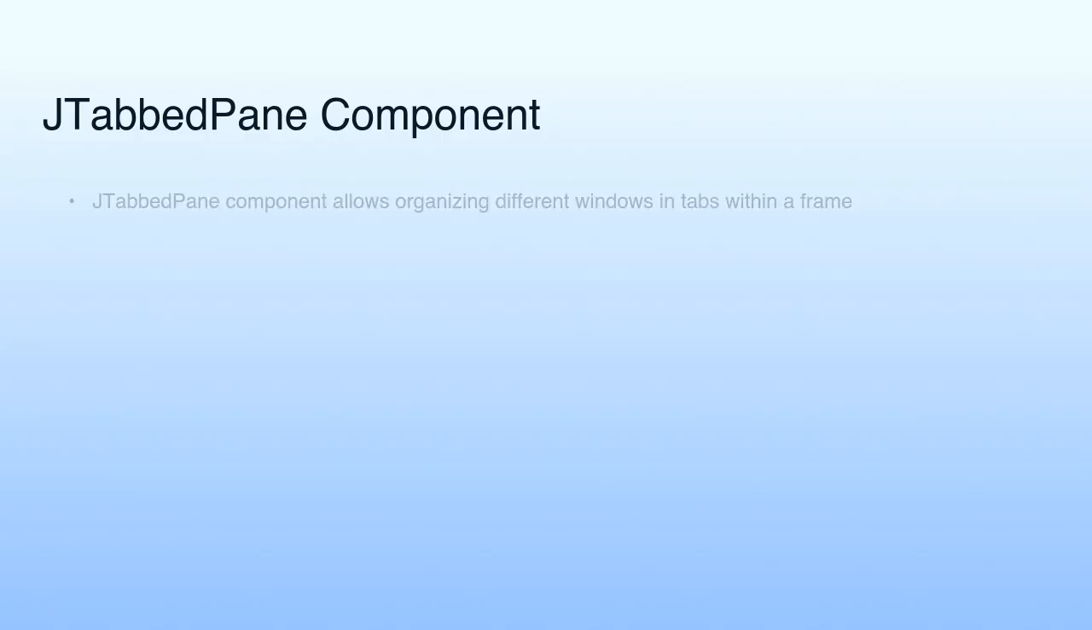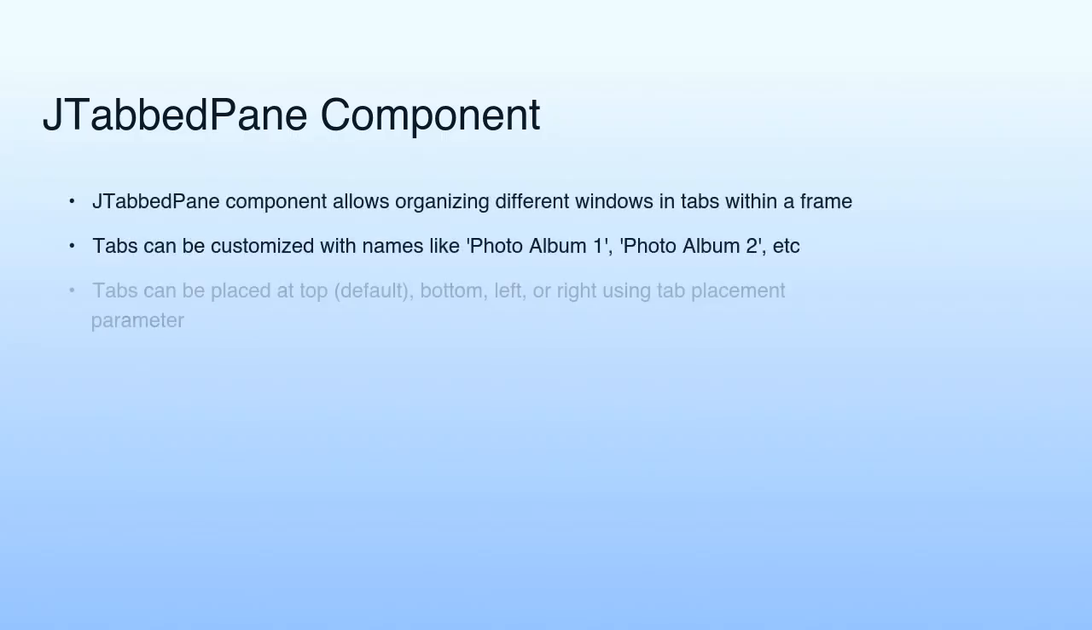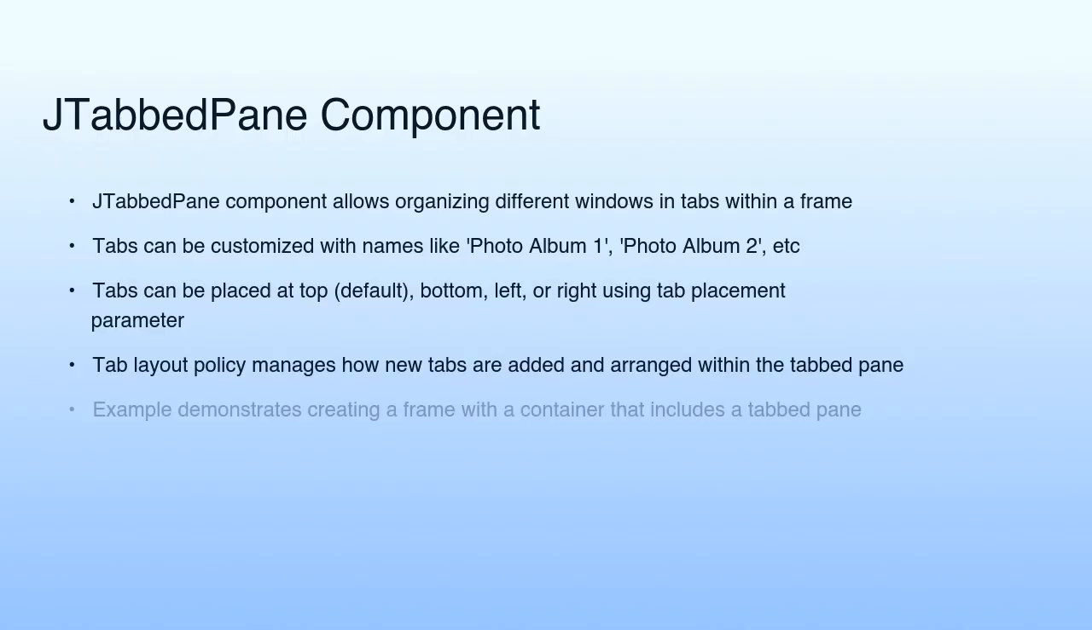The JTabbedPane component enables organizing different windows or views into tabs within a frame. These tabs can be customized with names like Photo Album 1 and Photo Album 2. The tabs can be placed at the top (default), bottom, left, or right using the tab placement parameter. The tab layout policy manages how new tabs are added and arranged within the tabbed pane. The example demonstrates creating a frame with a container that includes a tabbed pane.